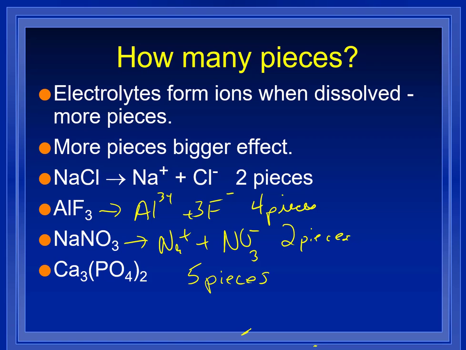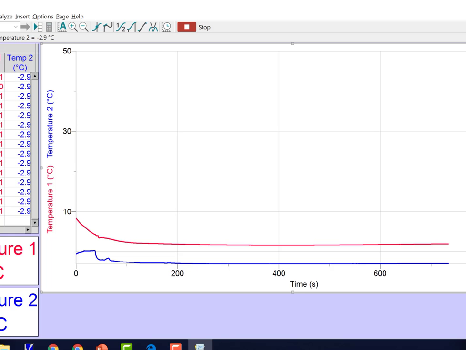How is this doing? Huh. Let's get it colder.